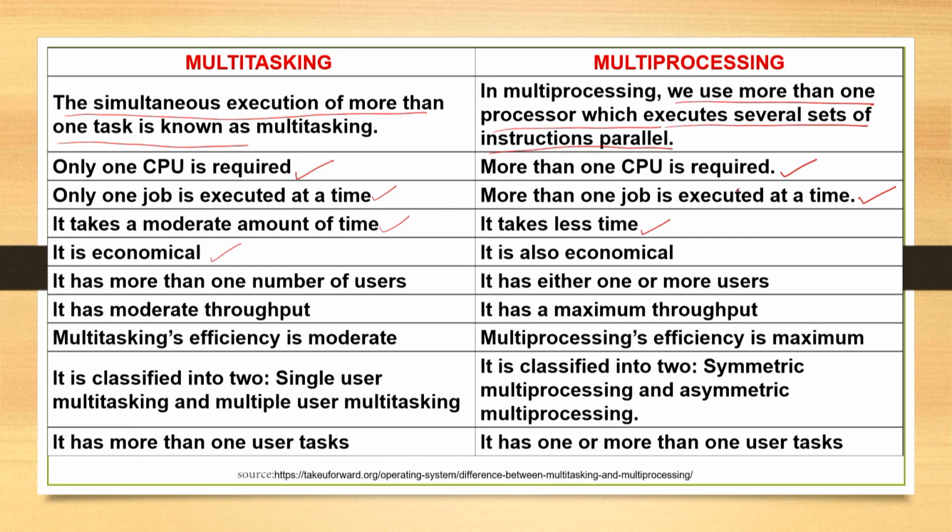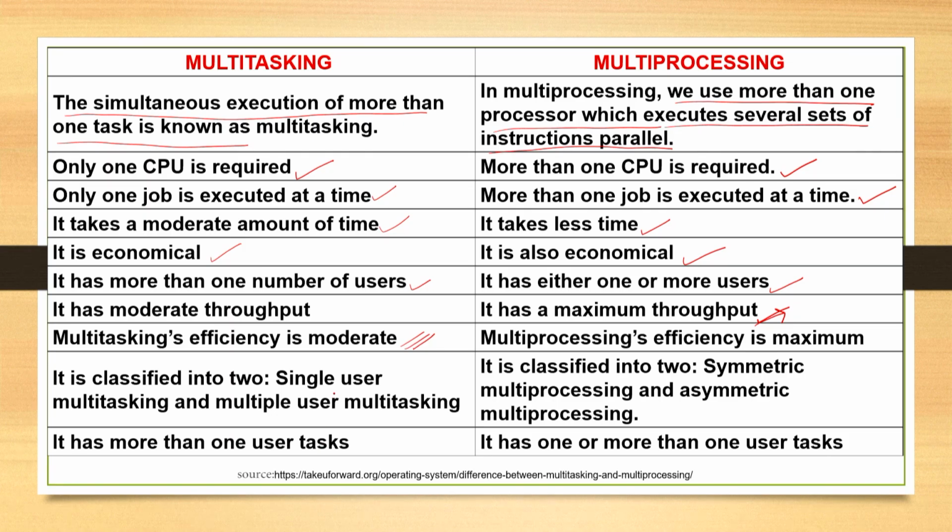Multitasking is economical, multiprocessing is also economical. Multitasking has more than one user. In the case of multiprocessing, that depends. It may have either one or more users. Multiprocessing has a maximum throughput, meaning the number of jobs executed at a given time will be more as compared to multitasking.